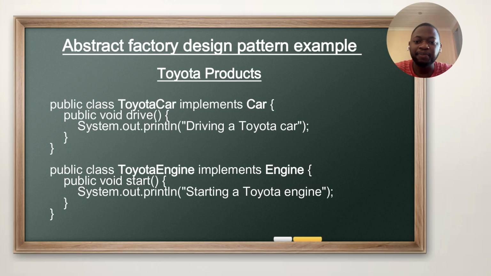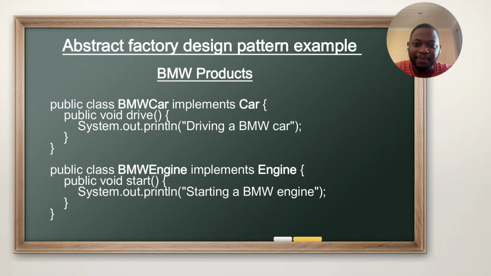So meaning whenever we try to call this drive method from the Toyota class object, we should print out driving a Toyota car. Below that we have our Toyota engine class that implements the engine interface, and we also are required to implement the start method. When we try to invoke the start method from the Toyota engine subclass, we should have starting a Toyota engine printed out on our console. Let's go on to the next slide.